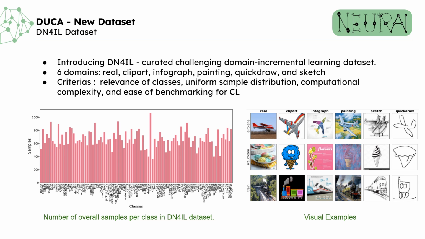The DN4IL version considers different criteria such as relevance of classes, uniform sample distribution, computational complexity, and ease of benchmarking for continual learning. So our final dataset DN4IL is succinct, more balanced, and more computationally efficient for benchmarking, thus facilitating better evaluation in continual learning.